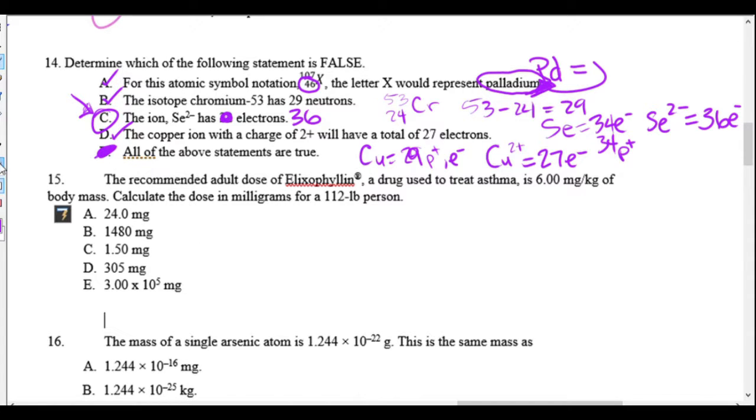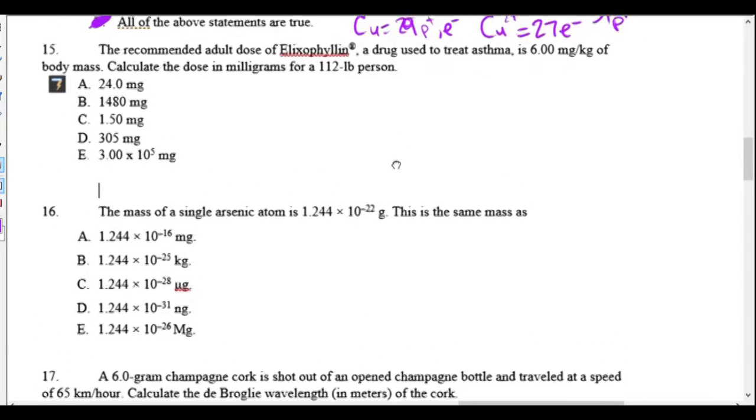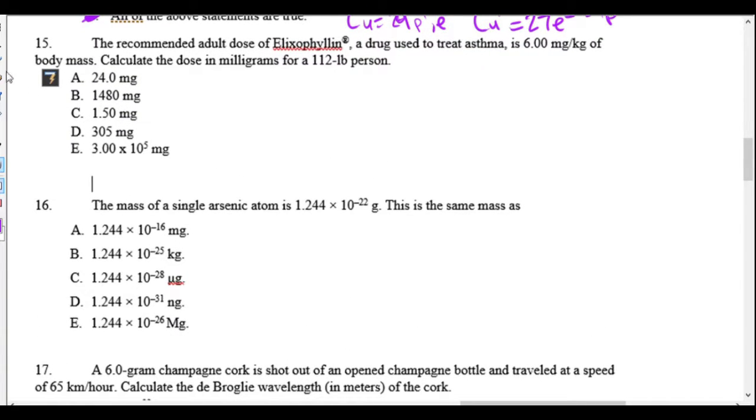Okay, 15, 16, and 17. You guys are powering through it, hopefully. Alright, remember the recommended dose of this crazy drug used to treat asthma is 6.00 milligrams per kilogram of body mass. So this ends up being a dimensional analysis problem. So we have a 112-pound person, and we want to find out how many kilograms that is so we can cancel that because we have this conversion factor right here.